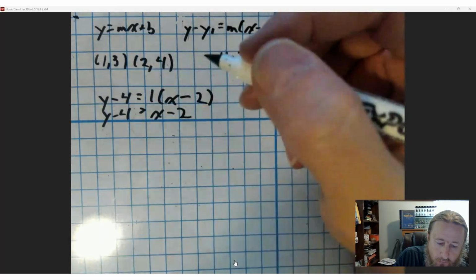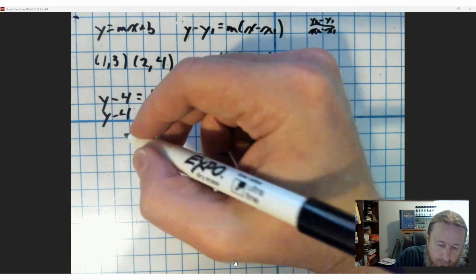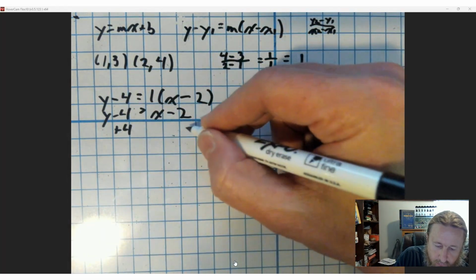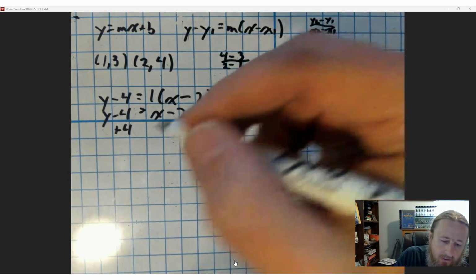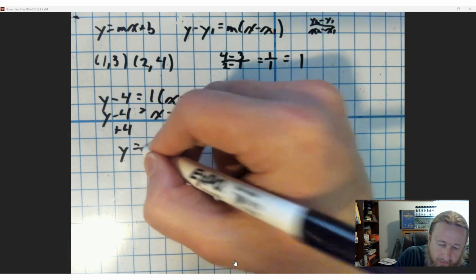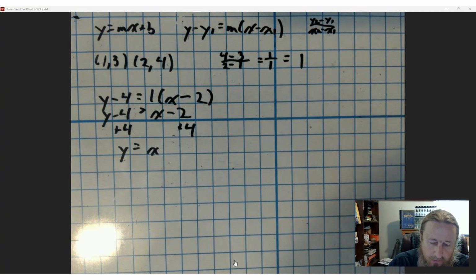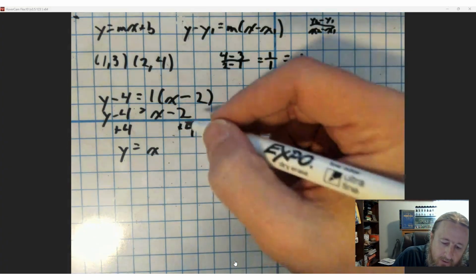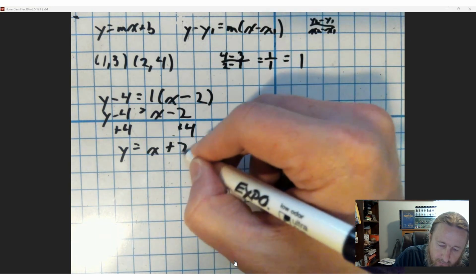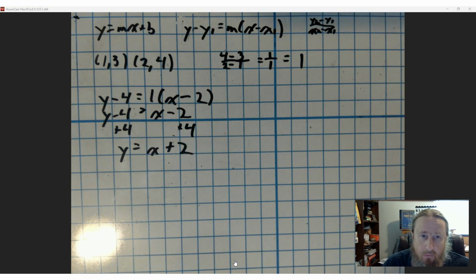y minus 4, we need to add 4 to get rid of it. So we're going to say +4 to both sides. y minus 4 gives us just plain y. We bring down our 1x, whose coefficient we don't need to write because it's 1. -2 plus 4 is +2. So the equation for the line that passes through the points 1, 3 and 2, 4 is y equals x plus 2.